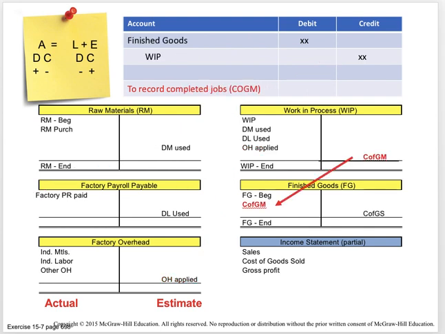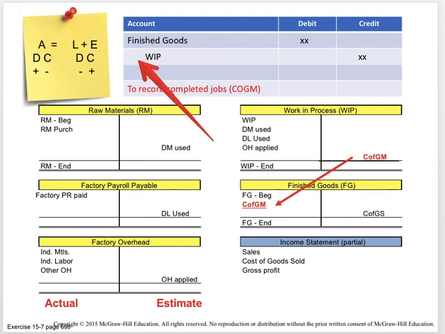Okay, then once we've added to the production process, well, hopefully by the end of the month, we've finished some of those items. So those are our cost of goods manufactured. And cost of goods manufactured, again, they're no longer work in process because we finished them. They're moving on to finished goods.